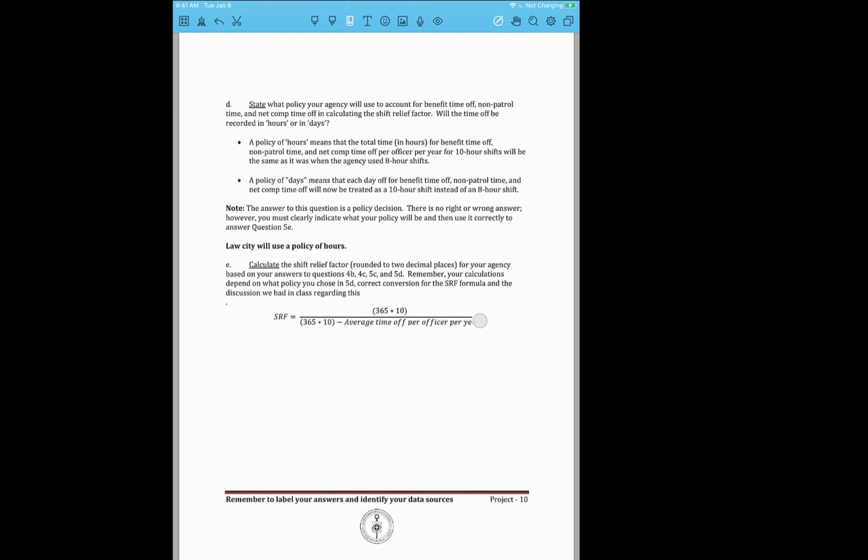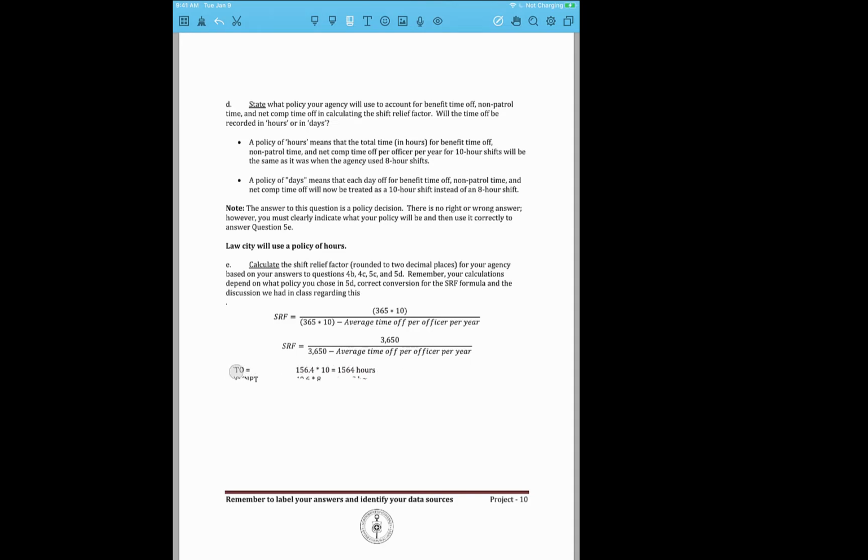So our shift relief factor is based on this formula: 365 times our new shift length of 10, divided by 365 times 10 minus this average time off. And we have to, again, go through these calculations.